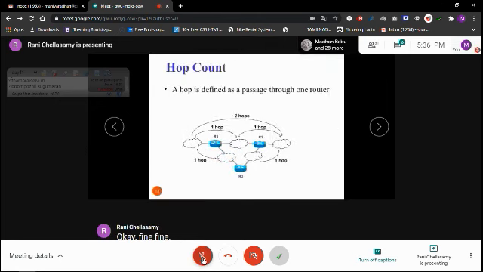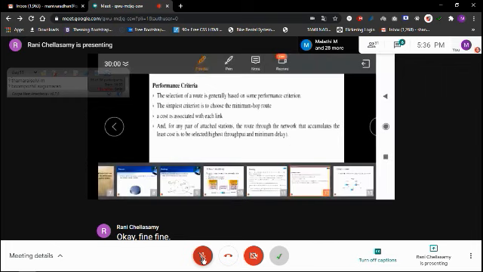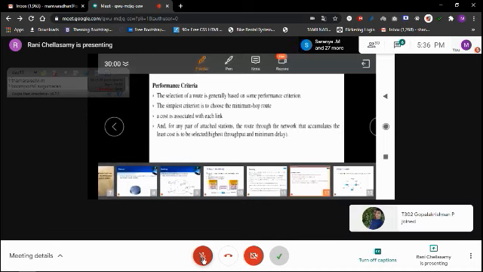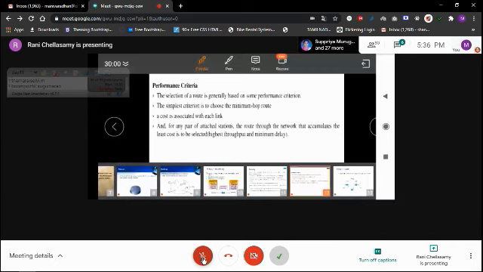Let me continue. Okay. So the first criteria is to choose the minimum hop route. What do you mean by a hop? So hop means if the packet is transferred from one network to another network via the router. So if the packet is going to pass one router, that is going to be one hop. Okay. So the second criteria is cost. So the cost is associated with each link.